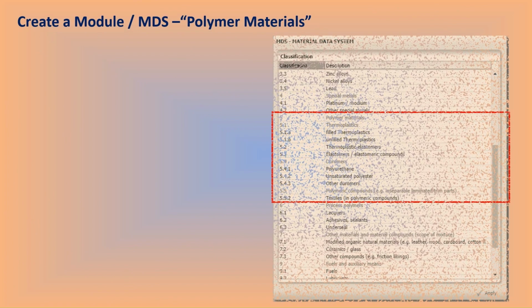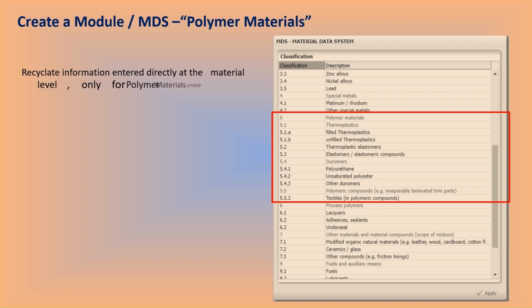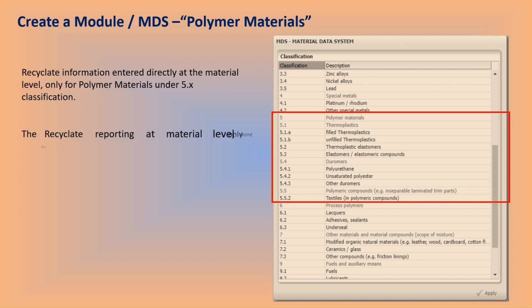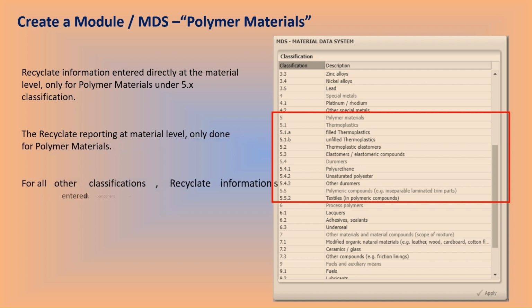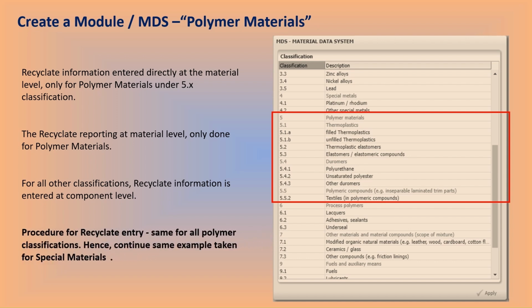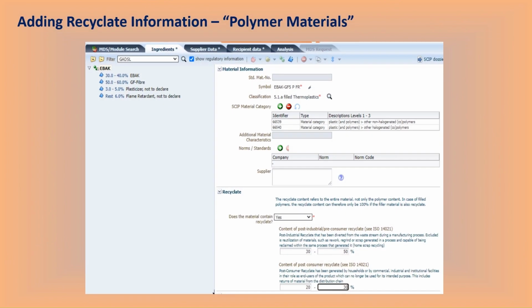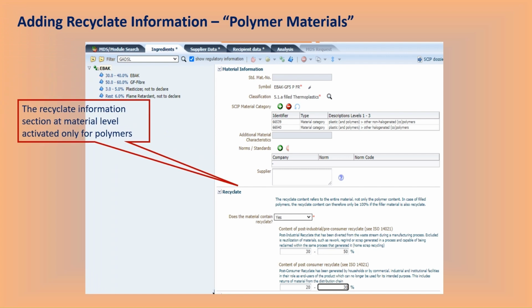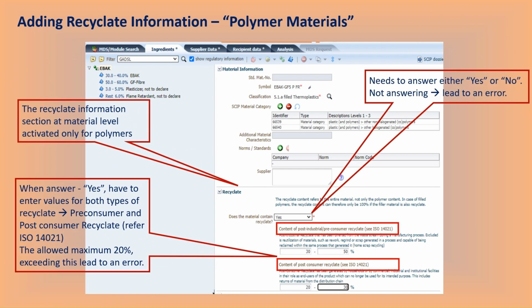Creating a module or MDS for polymer materials. Recyclate information is entered directly at the material level only for polymer materials under the 5.x classification. For all other classifications, recyclate information is entered at component level. The procedure for recyclate entry is the same for all polymer classifications. Hence, continue the same example taken for special materials. The recyclate information section at material level is activated only for polymers. You need to answer the question on inclusion of recyclate material, either yes or no. Not answering will lead to an error. When the answer is yes, you have to enter values for both types of recyclate, that is, pre-consumer and post-consumer recyclate, refer ISO 14021. The allowed maximum is 20%, exceeding this leads to an error.